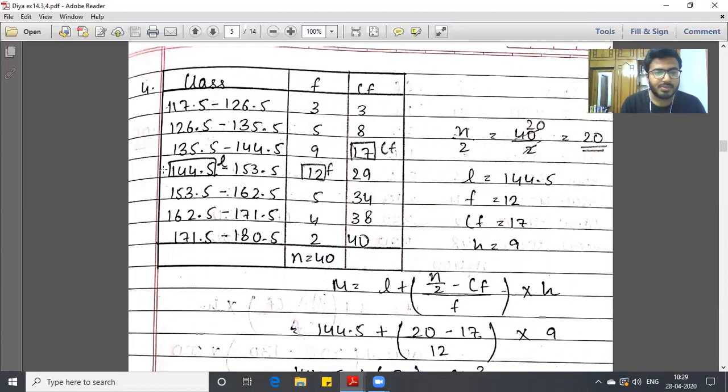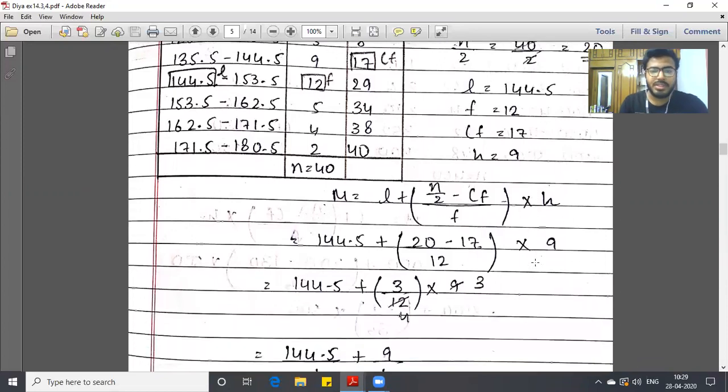So L is 144.5. Remember, if you are not doing the minus 0.5 and plus 0.5, your answer will go wrong. So 0.5 is important. You have to make it continuous. The L value is 144.5, then the F value is 12, the CF value is 17, and the H value is the class difference. What is it? 126.5 minus 117.5. You will get 9.